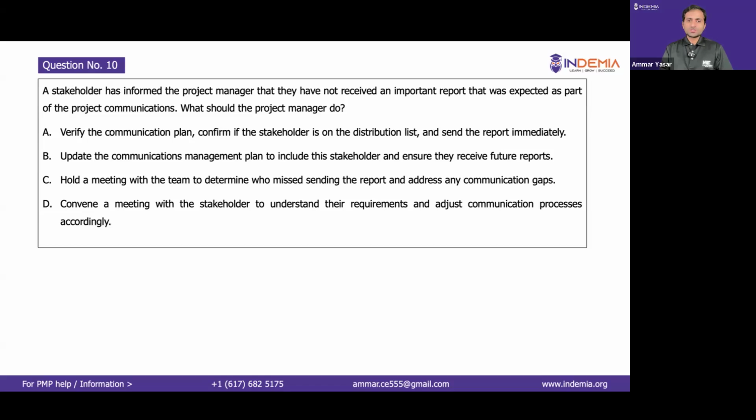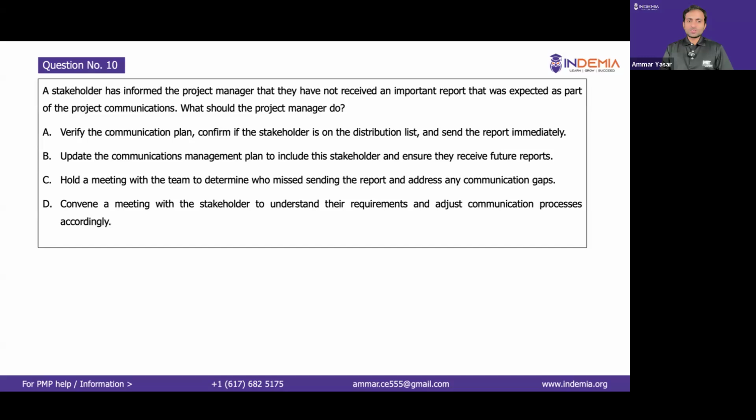Option B, update the communication management plan to include the stakeholder and ensure they receive future reports. So it is already determined. The stakeholder is determined, their needs are determined. So no point in doing that again, right? We won't be updating the communication plan again because they're already there, because it is written that it was expected as part of the project communication. So expected means it is already documented, it is already identified. So no need to do that again.